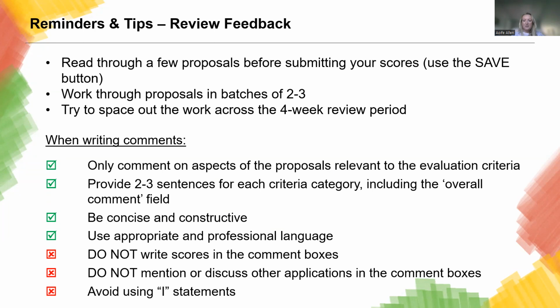And now some tips and reminders for providing your written feedback, which will be shared with applicants without scores. So only comment on aspects of the proposal relevant to the evaluation criteria. Provide 2 to 3 sentences for each criteria category, including the overall comment field. Be concise and constructive. Use appropriate and professional language. Do not write scores in the comment boxes. Do not mention or discuss other applications in the comment boxes, and avoid using I statements.